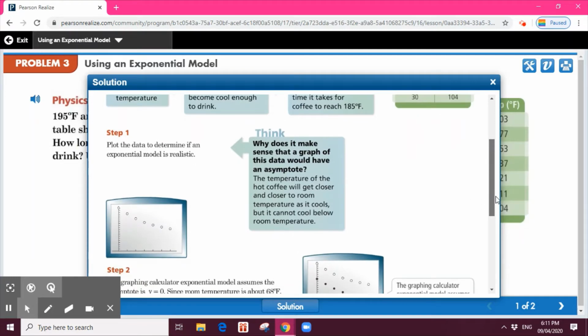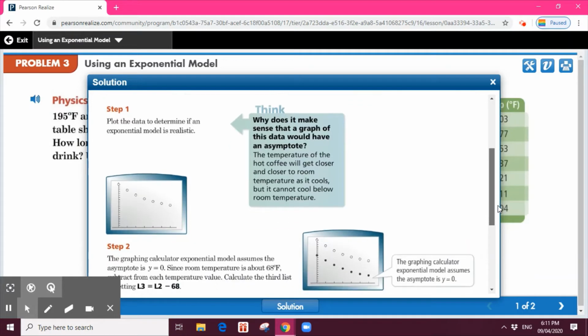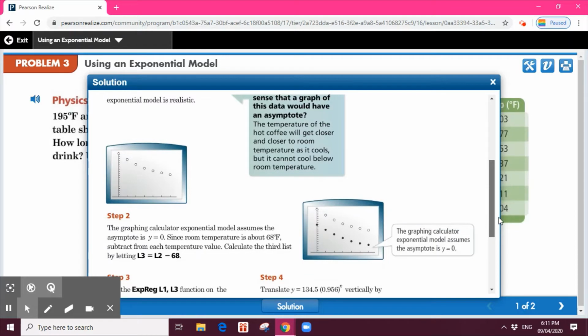Step 1. Plot the data to determine if an exponential model is realistic. Why does it make sense that the graph of this data would have an asymptote? The temperature of the hot coffee will get closer and closer to room temperature as it cools, but it cannot cool below room temperature.